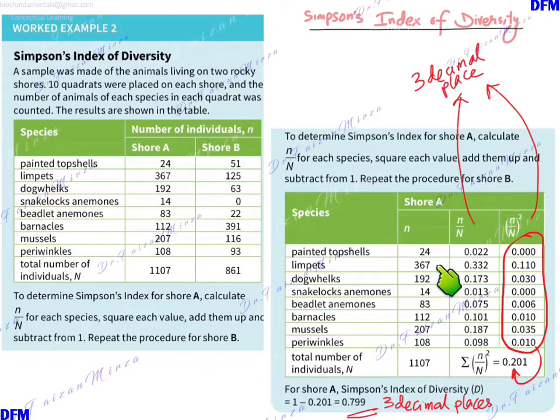Similarly, the next value is 367. How do we arrive at these two values? We again use 1107, so we use 367 divided by 1107. We get the value here, again to 3 decimal places, and we square it again to 3 decimal places and place it here. So we fill out the last column and this column as well. The last column that we have filled out is n upon capital N whole bracket squared. This is the value that we'll add up. That will give us the sum of (n upon capital N) whole bracket squared. In this case, it's 0.201.